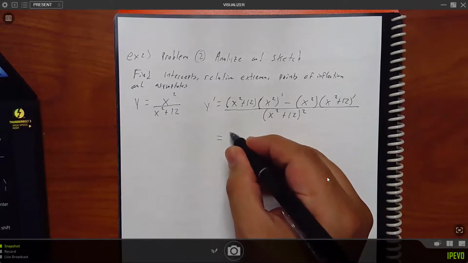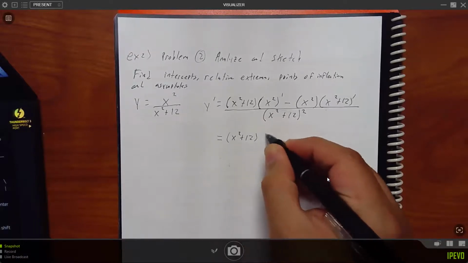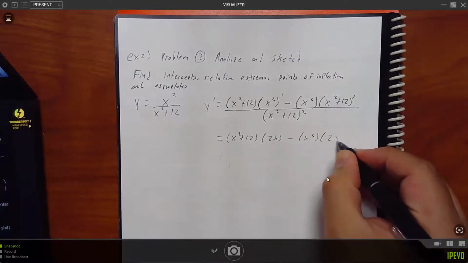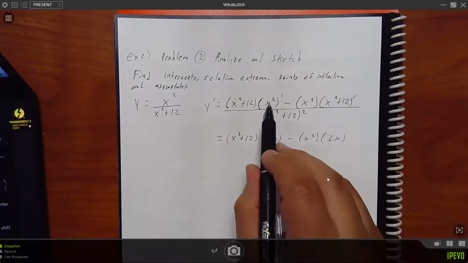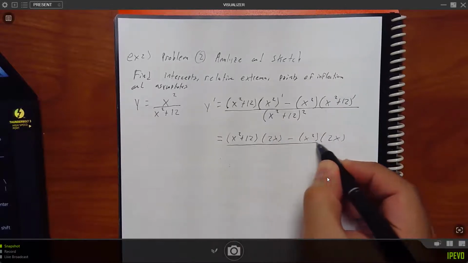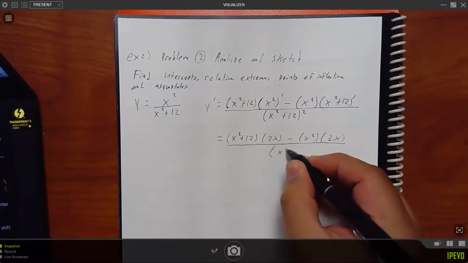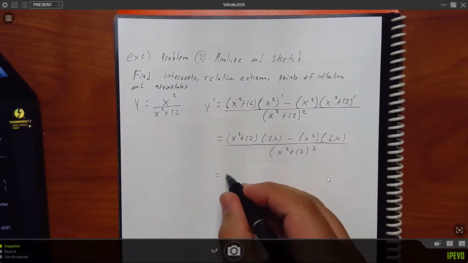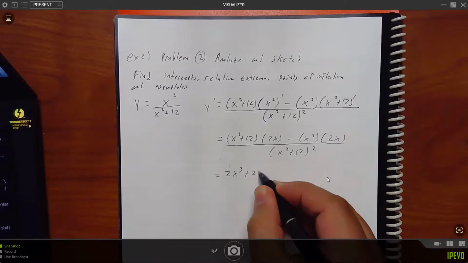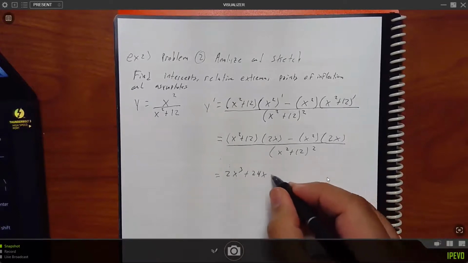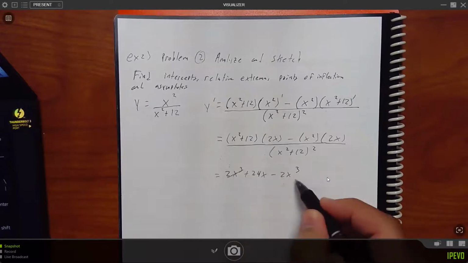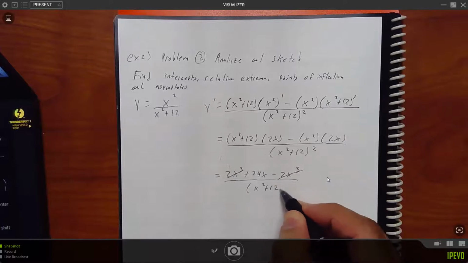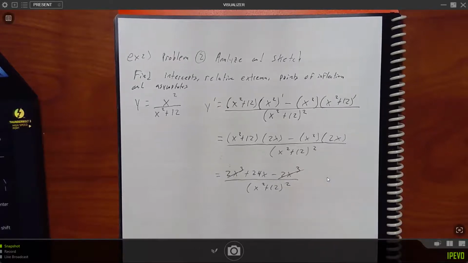So you're gonna have x squared plus 12 times 2x minus x squared times 2x. Derivative of this guy is 2x, derivative of that is 2x, over this nonsense squared. So we'll multiply that out, you get 2x cubed plus 24x minus 2x cubed. So these are gone. That's good.